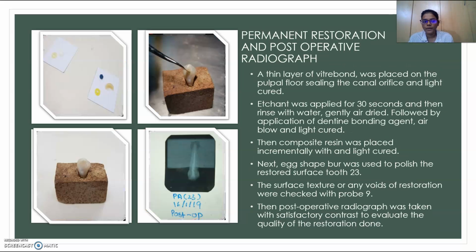And then finally will be the permanent restoration and post-operative radiograph, which is a thin layer of Vitrebond placed, etchant, bonding agent, and placement of the composite resin. A final post-operative radiograph is taken to ensure that the restoration is satisfactory and there's no void present.